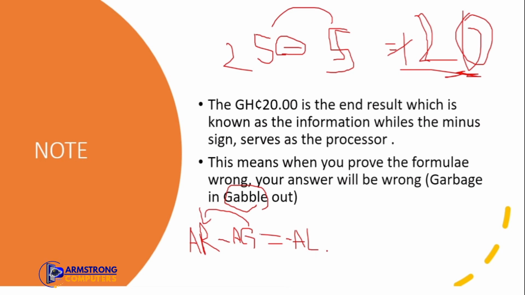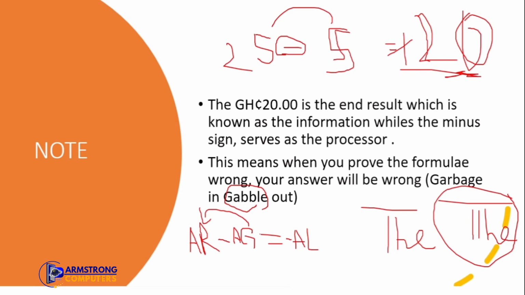A negative amount left. Now this brings us to a section where you need to understand how the computer accepts data and processes it. Remember, when we prove the formula wrong, we will arrive at a wrong answer. This means that when you are typing and mistakenly make a typographical error, we all know there is the spelling THE. When you mistakenly spell it with a double T, you are going to arrive at the same thing.